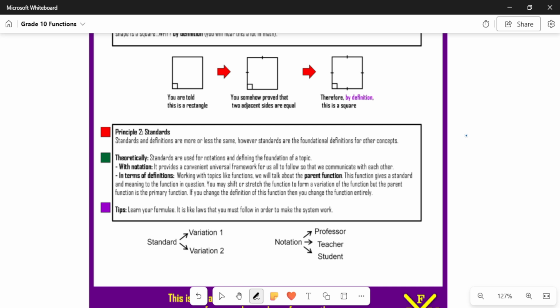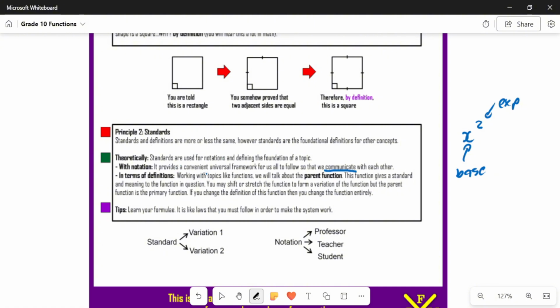If you look at it from a theoretical standpoint, notations, exactly like we said, x squared, we call this what? The base, and we call this what? The exponent. It's the exact same idea. We call this a standard. So this notation is a standard, right? It's a convenient universal framework for us all to follow so that we can communicate with each other. Take this exact same idea, go to any country overseas, it will still apply. So this is why standards are important. It's universally accepted, right?